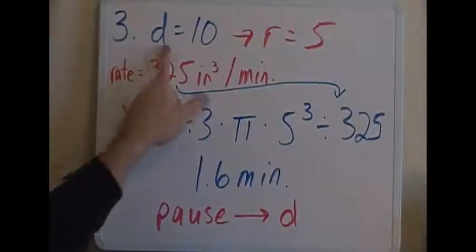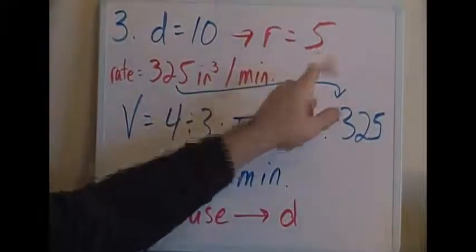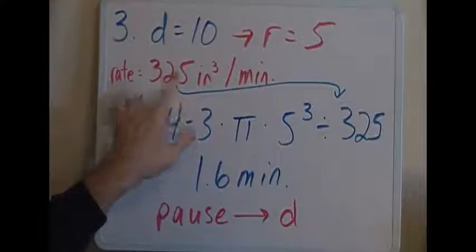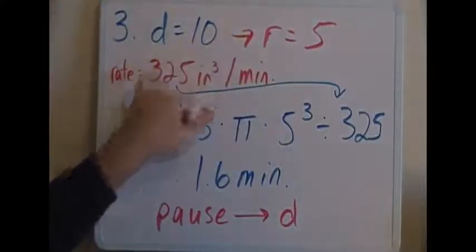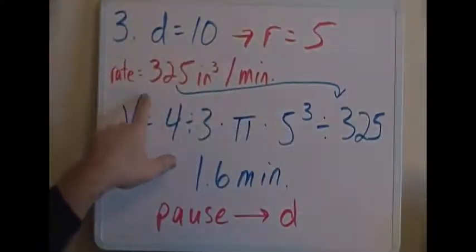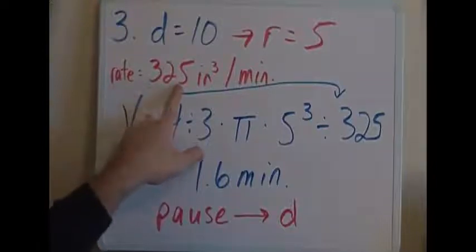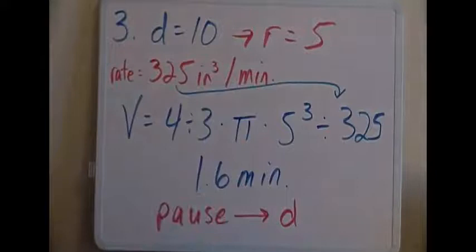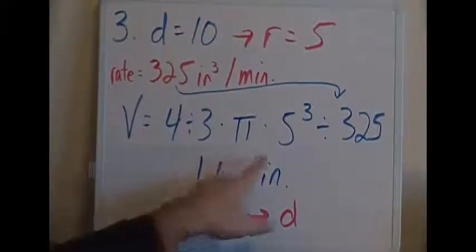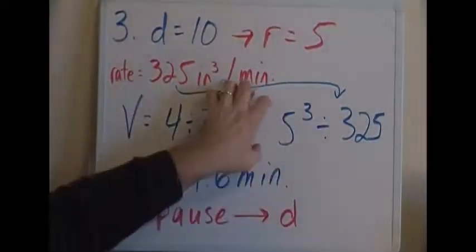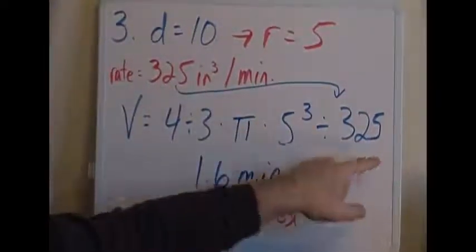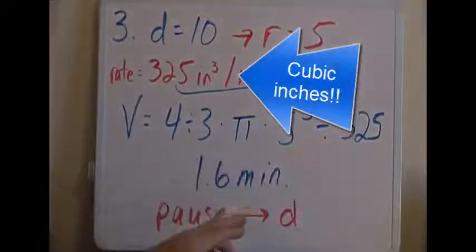Problem number 3, again diameter, so we're going to change it to a radius. That makes it 5, 1/2 of it. And there's one other thing in this word problem. They give you this figure here, but they also tell you that we can inflate the ball at a rate of 325 cubic inches per minute. And they want to know how many minutes is it going to take. So we figure out the volume of air that we need to fill the ball with, and then we divide it by the number of feet that we can put in it per minute in order to figure out how many minutes it's going to take.